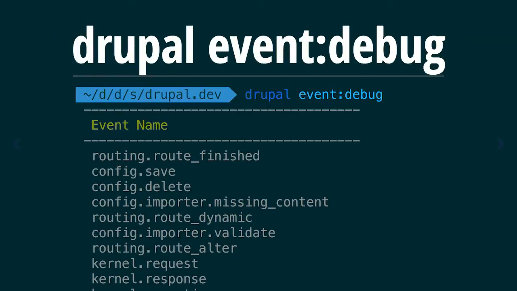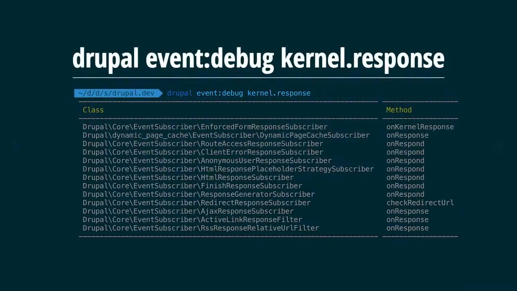So this will list you all of the different events that you have on the system. Then if you go something like, I want to see which events are executed when kernel response happens. So you can go something like event debug and then pass which event you want to debug, and then it tells you which classes or which services are implemented or executed when kernel response is happening. And you can see here which class is being executed.